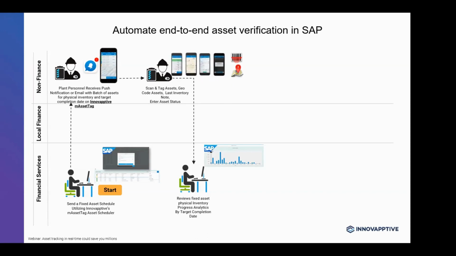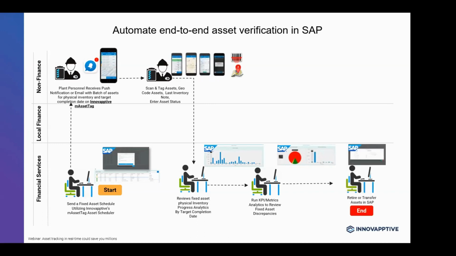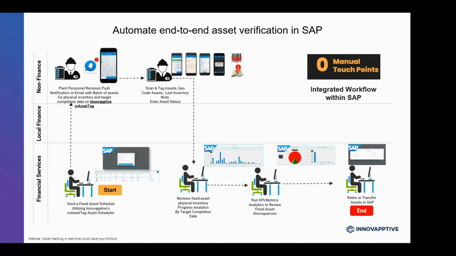Finally, we're going to have the back office and the finance people review these assets. They're going to use those dashboards in that asset cockpit to do their analysis and their validation. We can have management run KPIs and metrics and use the dashboards to visualize and see the progress of the process. Finally, back-end SAP is updated. All in all, there are 0 manual touch points. There's no paper, and we have a perfect audit trail.